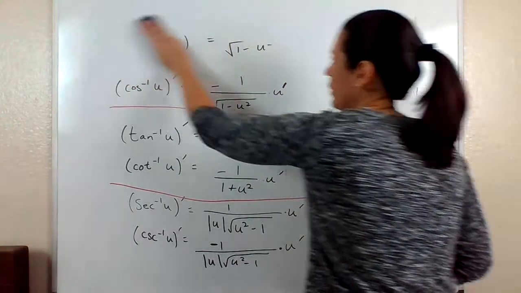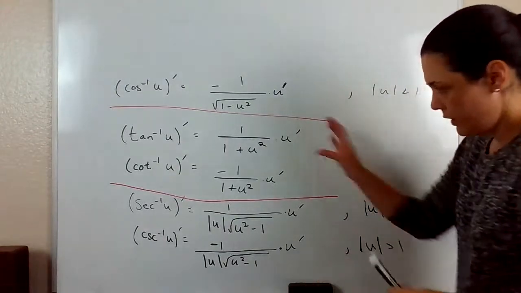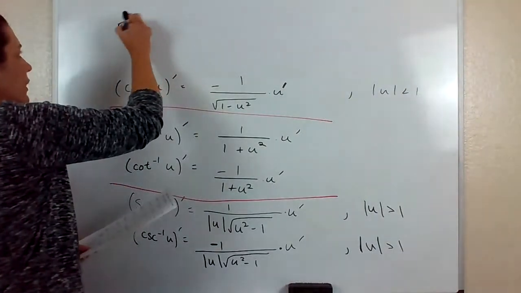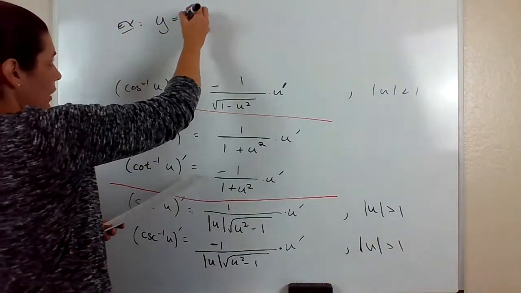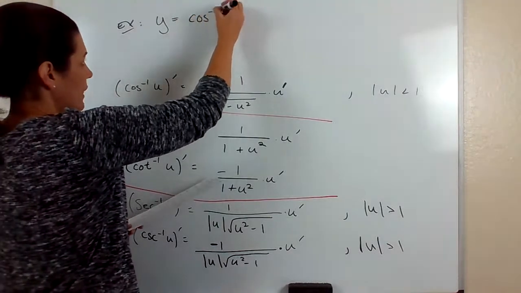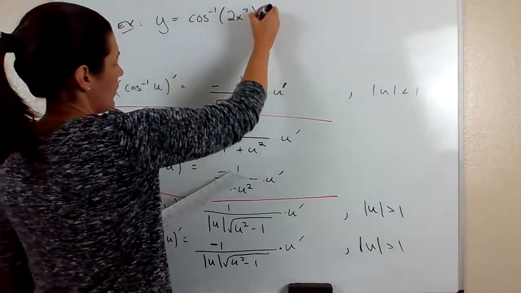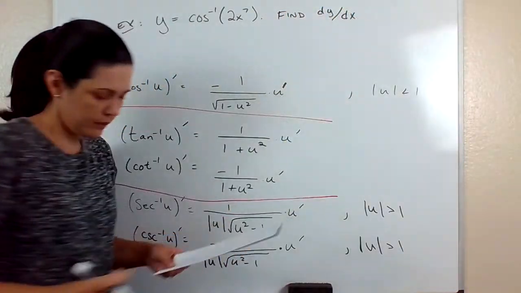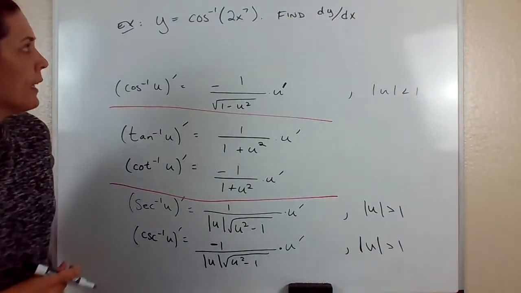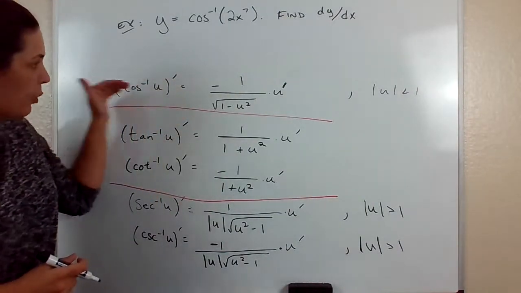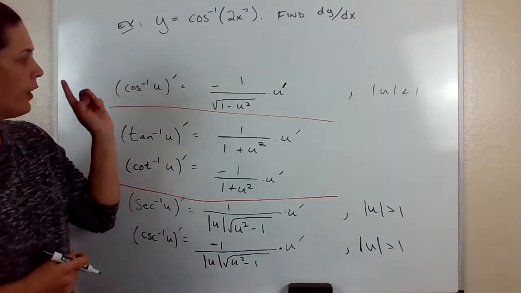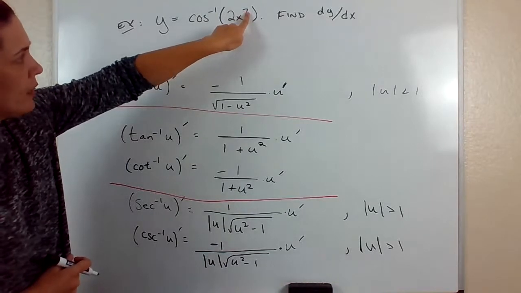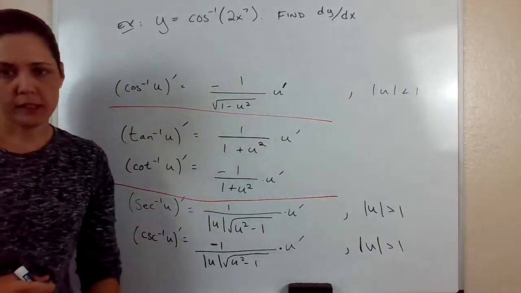Let's find the derivative of one of these. I'll just leave these here for just a second, except for the first one. And we will try this. We are going to find the derivative given y equals cosine inverse of 2x to the 7th. So we're finding the derivative with respect to x. We have the formatting of our derivative, and we're just filling it in. Our argument here is 2x to the 7th, so where there's a u, I'm putting 2x to the 7th.